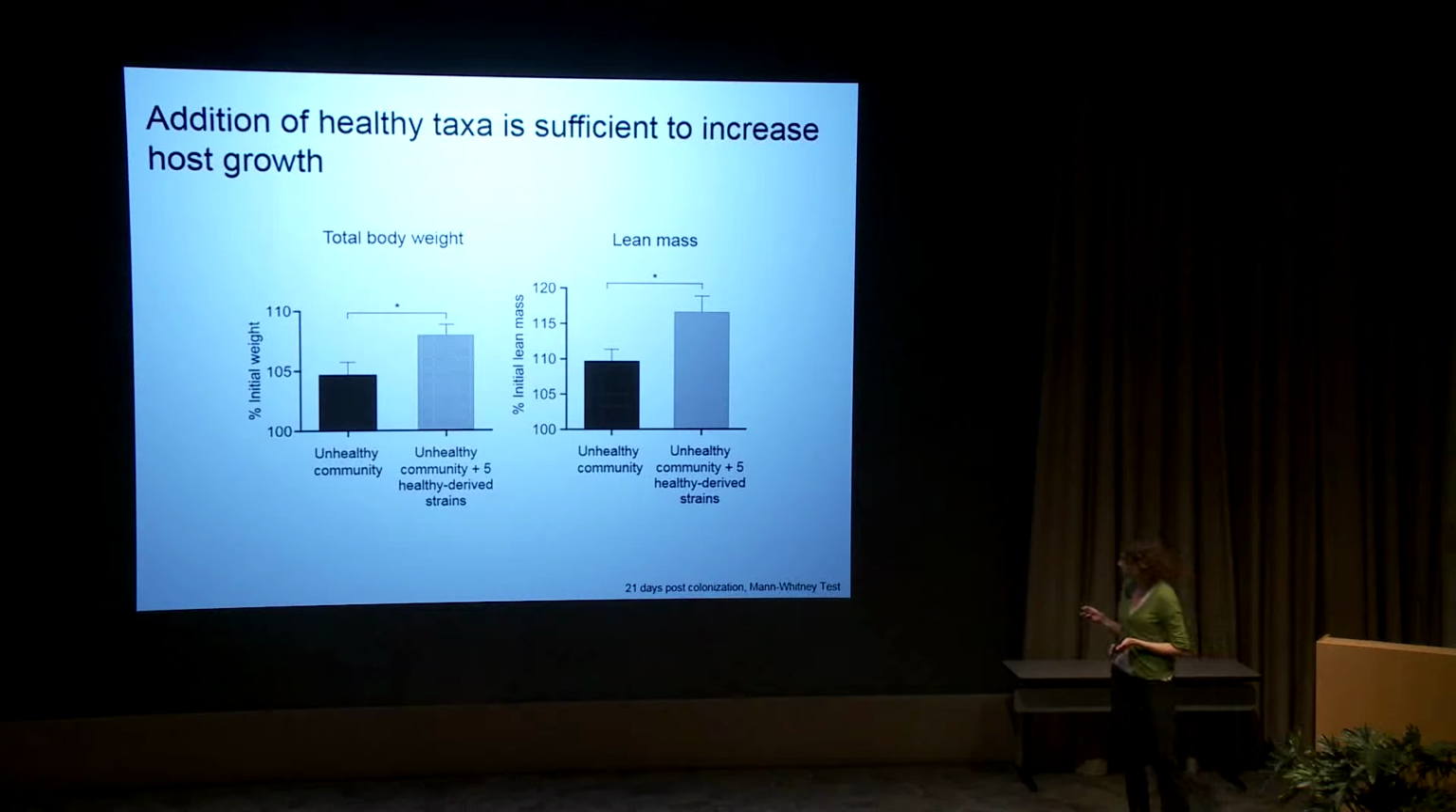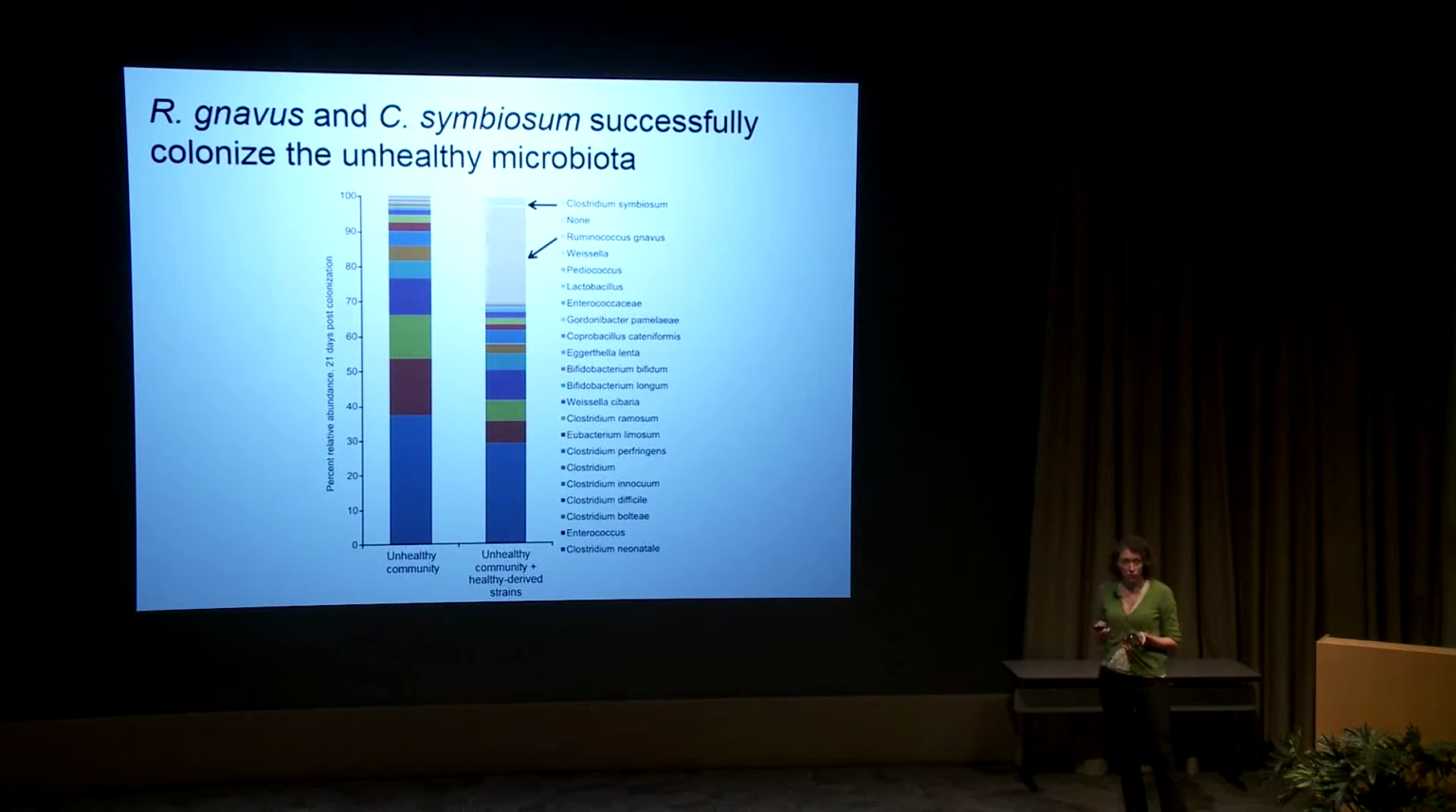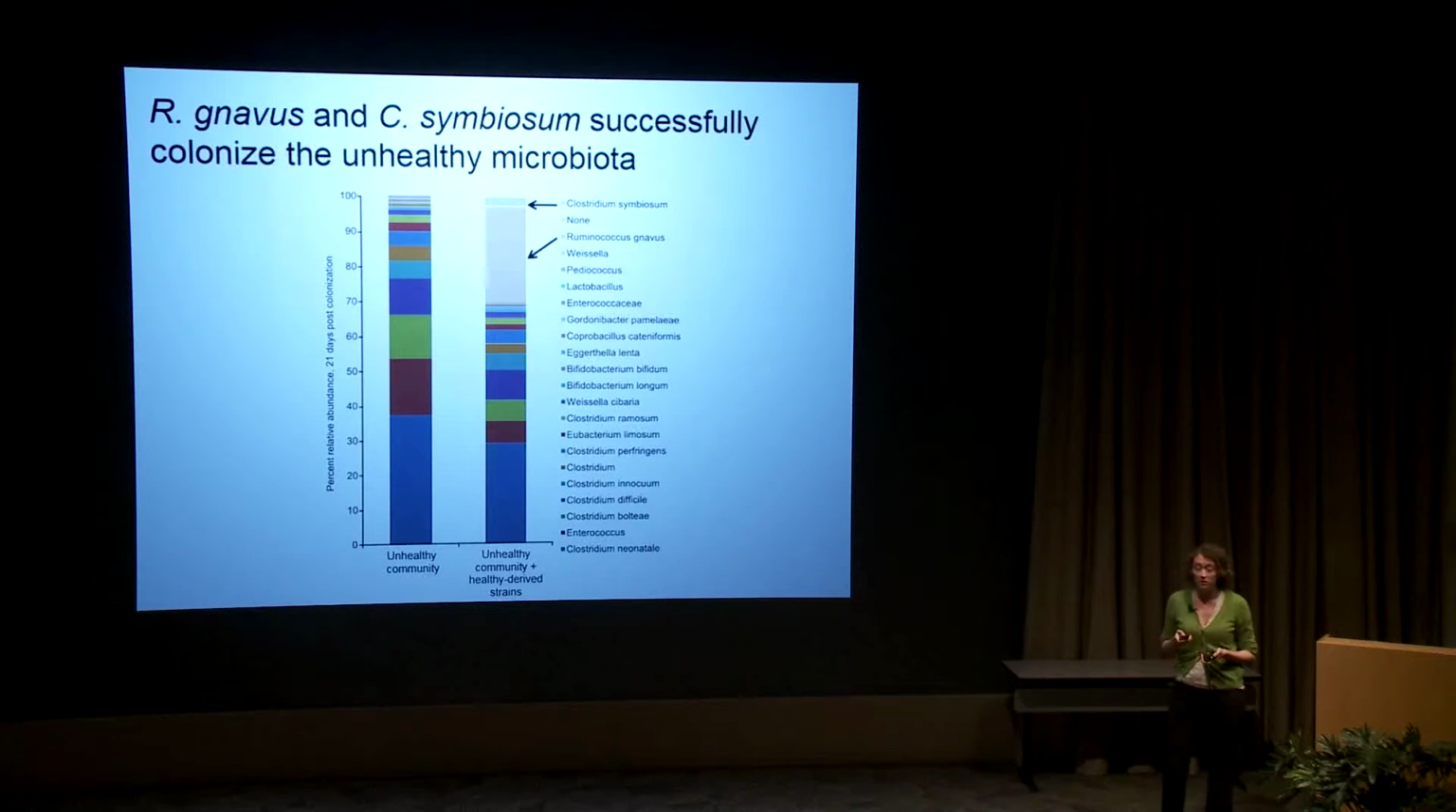to increase host growth. Taking a closer look at what microbes actually colonized in this experiment, though, interestingly, I only saw that 2 of the 5 bacteria, Ruminococcus gnavus and Clostridium symbiosum, actually successfully colonized the unhealthy microbiota, which you can see here. So we have the Clostridium symbiosum here, which took up about 2 or 3% of the community, and the Ruminococcus gnavus, which took up about 20% of the relative abundance of this community.